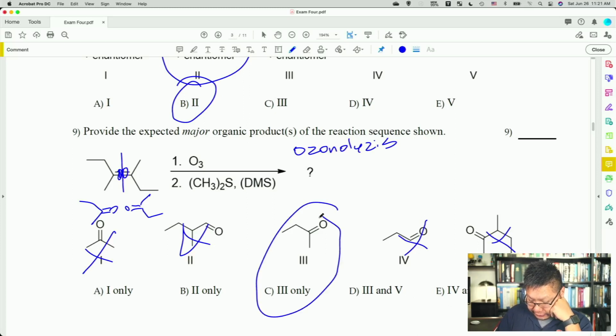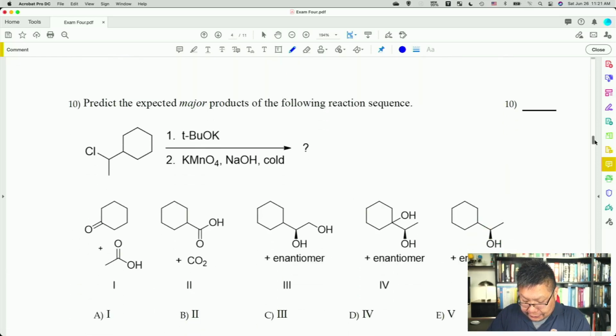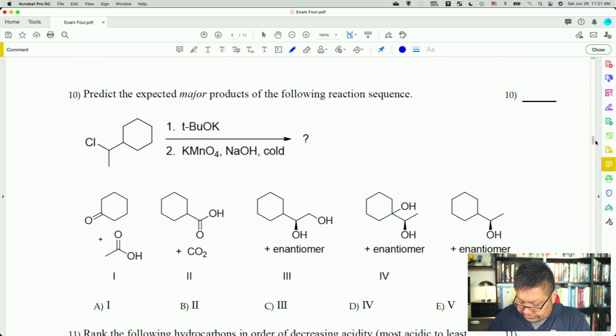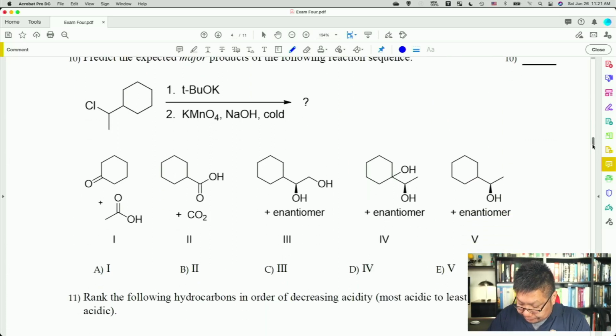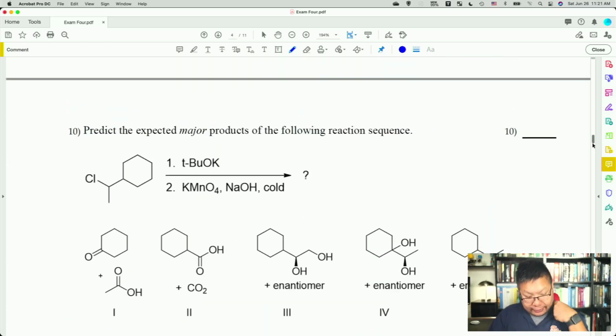And it's actually two of these right here, right? Because it's split right down the middle. So the answer is C. Good old ozonolysis, right? I'm a big fan of ozonolysis, so you make sure you study that kind of stuff. Okay? Alright, next thing we have here.